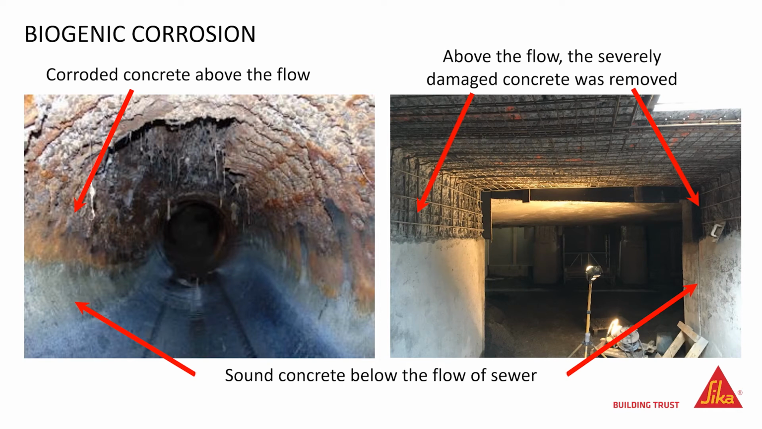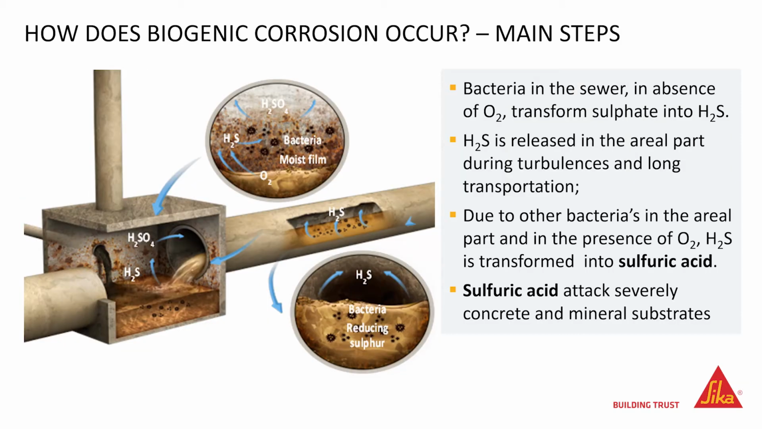Concrete damages occur in the aerial part of the structure above the waterline, as shown in the 2 pictures. Concrete beneath the water flow shows no sign of concrete degradation. But how does biogenic corrosion occur?